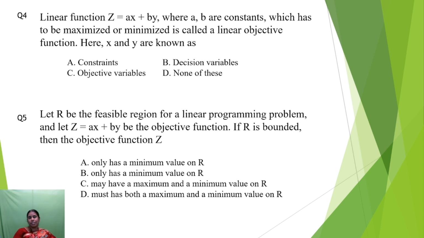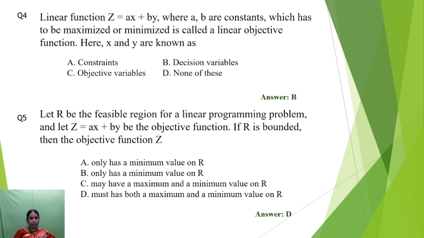A linear function equal to ax plus by, where a and b are constants, which has to be maximized or minimized, is called a linear objective function. Okay. The linear objective function is z equal to ax plus by. Here, what are x and y known as? The variables in the objective function are nothing but the decision variables. So the answer for question 4 is decision variable.